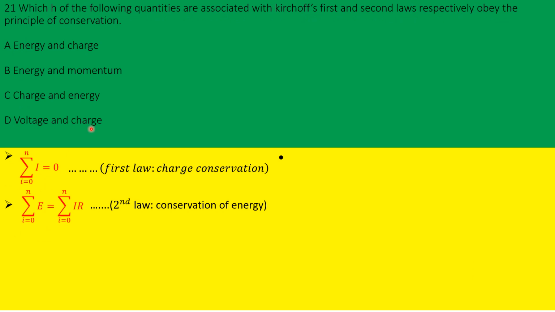So, which of the following quantities associated with Kirchhoff's first and second laws respectively will be the principle of conservation? So, first law, summation I equals 0. Second law, summation E equals summation IR. So, work done in converting other forms of energy into electrical energy per unit charge leaving the source is equal to work done in converting electrical energy into other forms of energy per unit charge entering the circuit load. So you notice that this is basically a conservation of energy, and then the other is basically a conservation of charge. So our answer there is C.